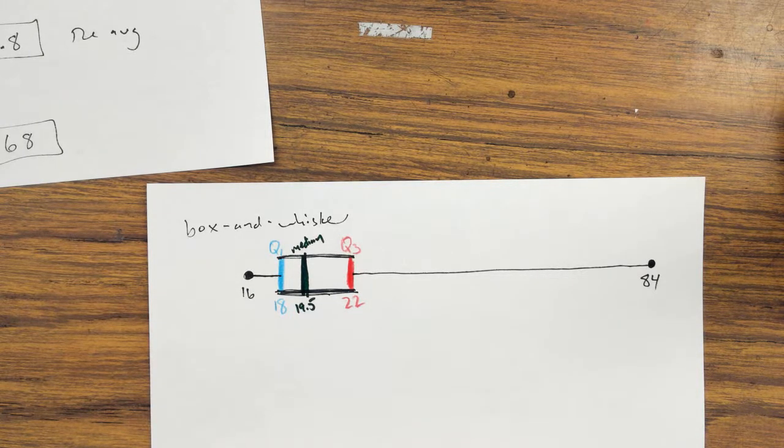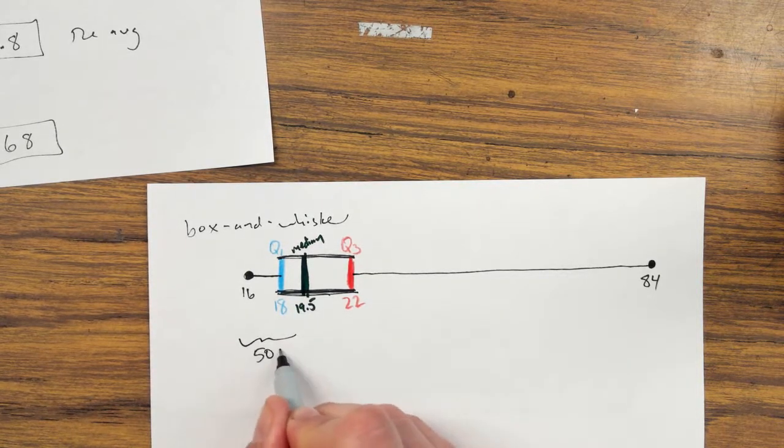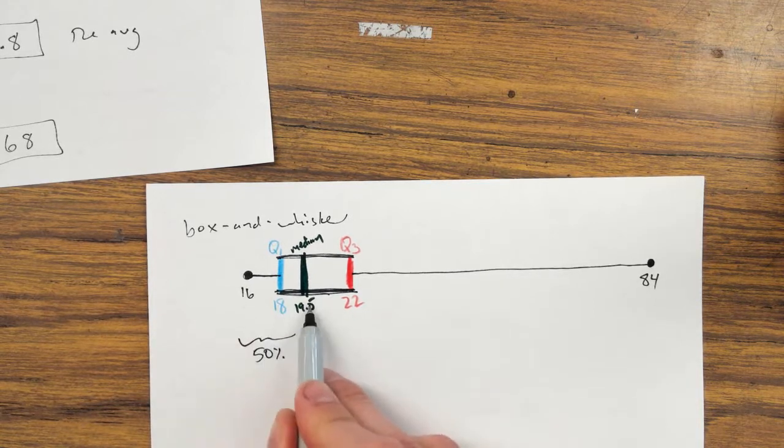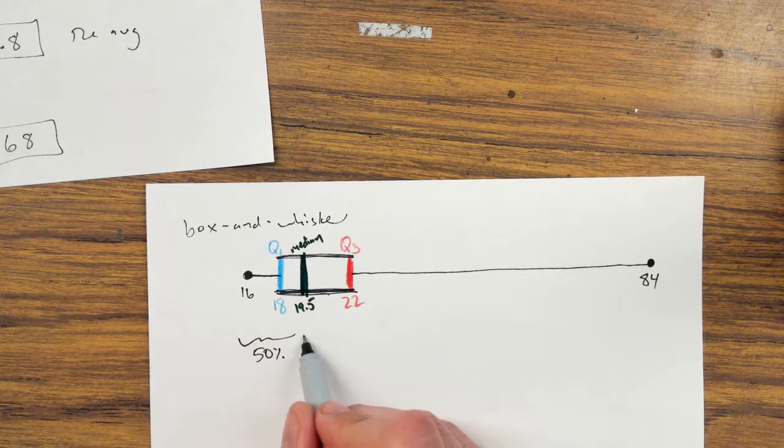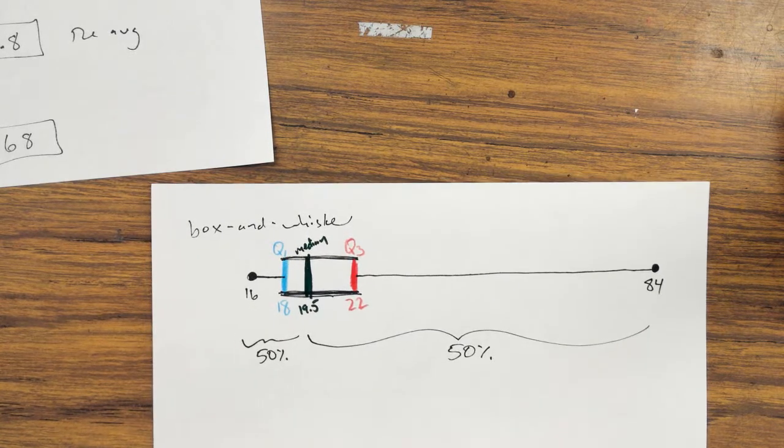Now, what is this box and whisker actually representing? What this box and whisker is saying is this. There are 10 numbers. Half of those numbers, 50% of those numbers are to the left of 19.5, and 50% of those numbers are to the right of 19.5. Half of them are on the left, half of them are on the right, and that kind of makes sense to the work that we did up above.